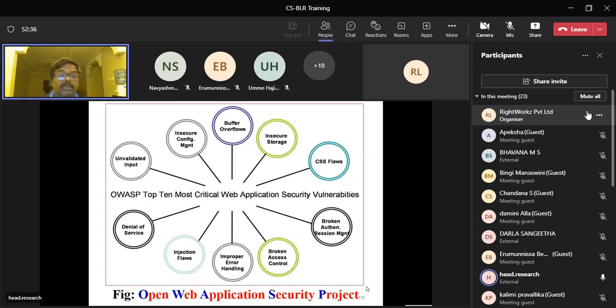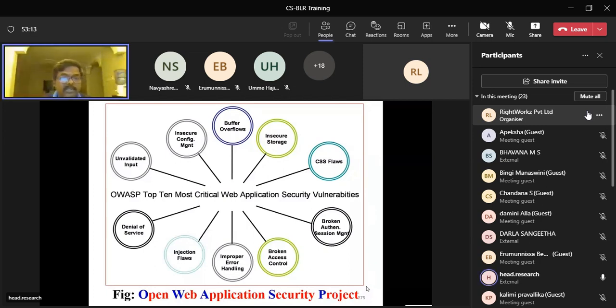Then insecure configuration management. You are using a different configuration rather than a suitable configuration for the application. So that gives scope to get security vulnerabilities. Okay, and buffer overflows. Sometimes a buffer is a temporary storage area. You can call RAM a buffer, a temporary storage area until you save the data.